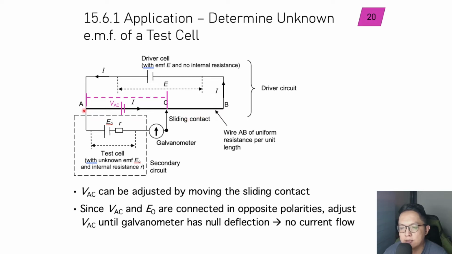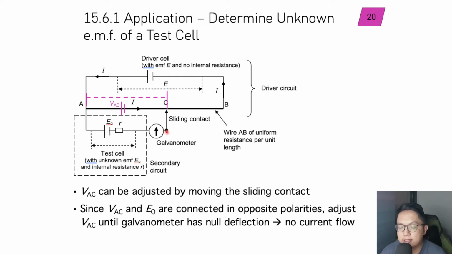We can set it up this way, and then we can see which one has the bigger potential difference. If I make my VAC too small, smaller than E naught, then current will flow from the right hand side of the galvanometer to the left hand side. But if I set my VAC to be too big, current will flow in the opposite direction, and the galvanometer will deflect to the right hand side.